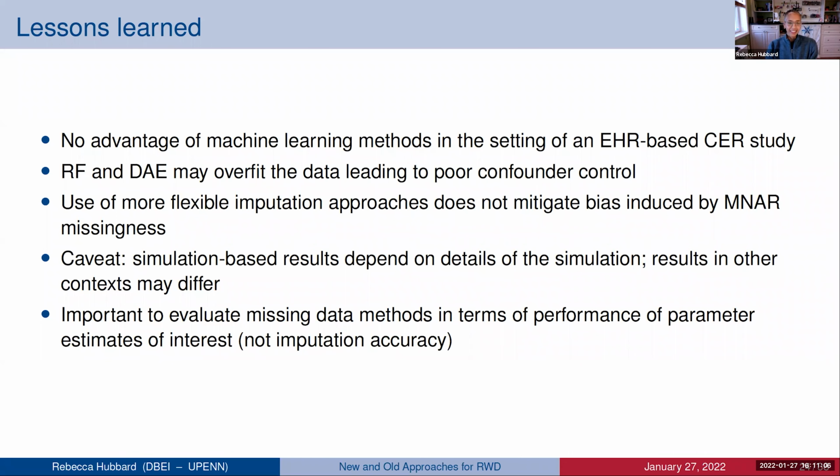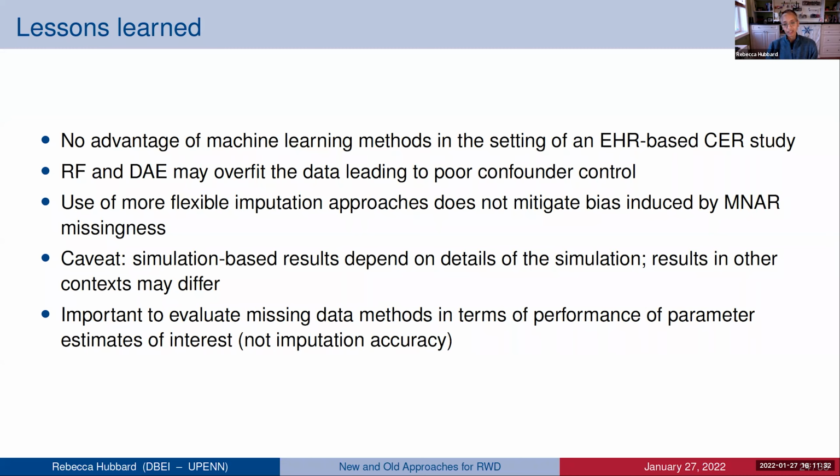We think that the reason that the random forest and the denoising autoencoder perform poorly, even under missing at random missingness, is that they are overfitting the data. So previous investigations had found that they're very good at predicting the individual missing observations, but there was less evaluation of how they performed in terms of controlling bias in downstream parameter estimates.